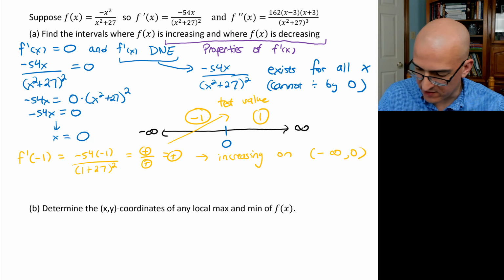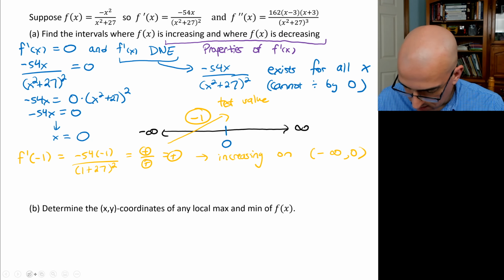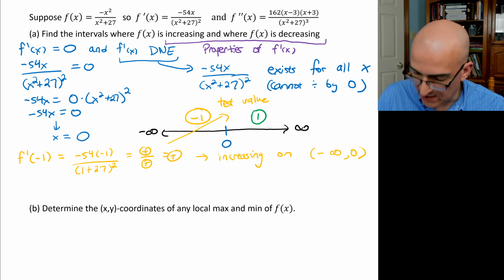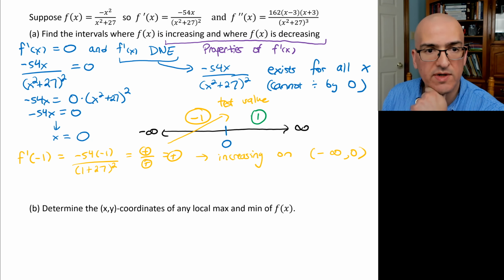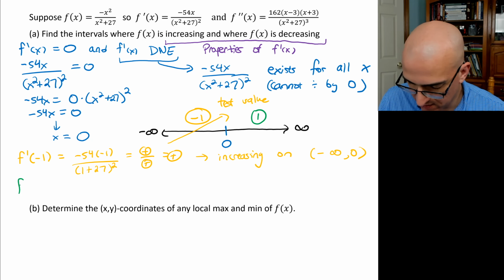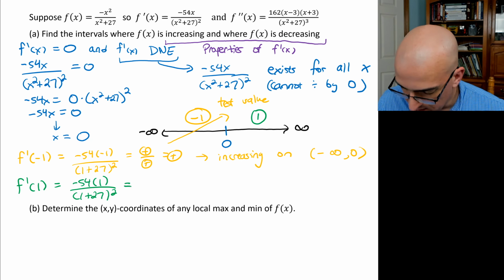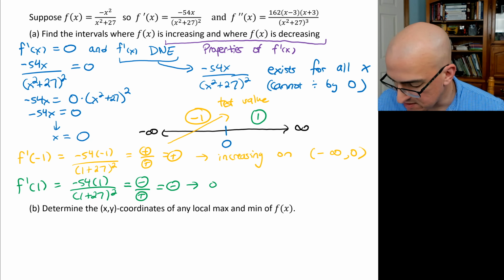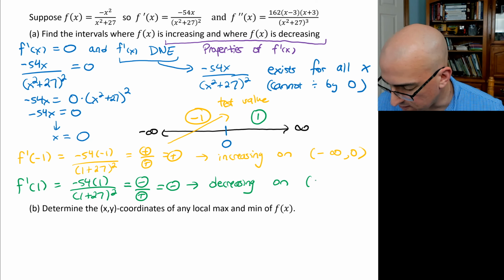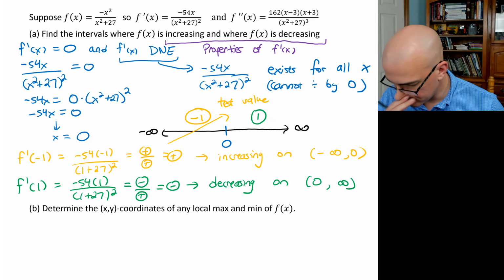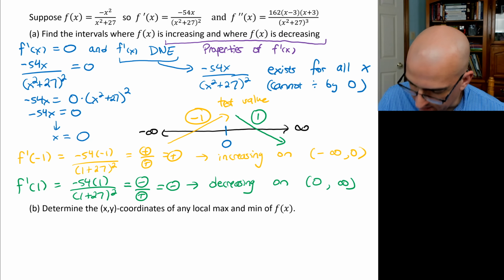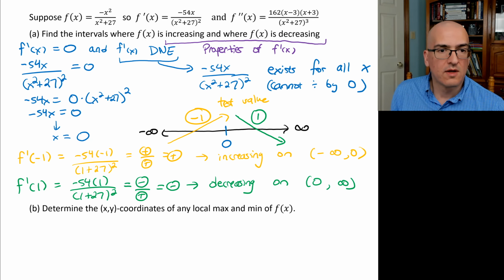I'll draw a little up arrow for that. Use a different color for the second test value. Now we're going to plug that into the first derivative. F prime of 1 will have negative 54 times 1 over (1 plus 27) all squared. We have a negative on top, a positive on the bottom. That's an overall negative. And that means that the function f of x is decreasing on the interval from 0 to infinity. So I'll draw that with a down arrow. That's it for part A.